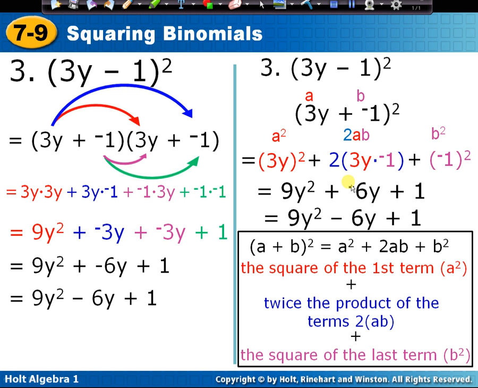Okay, so now look at this slide, and if you see right here, this is what you should have gotten as your final answer. This is what your work should look like if you distributed it out the same way we've been doing it. And if you chose the shortcut method, you also obviously should have gotten the same answer, but this is what your work should have looked like.